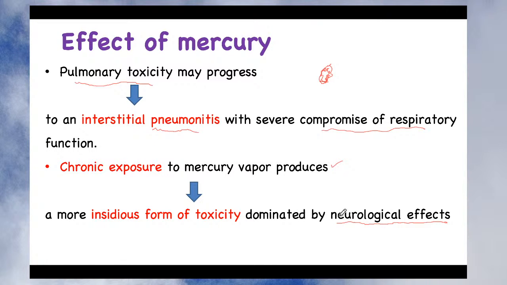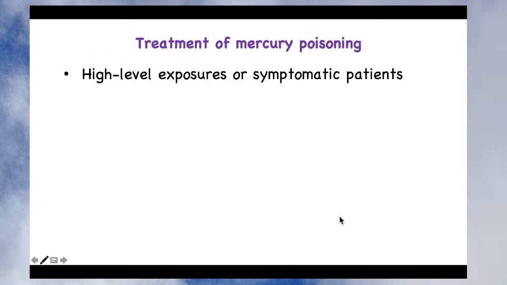Okay, so to summarize, the overall effect is on the respiratory system. In case of acute overdose, it produces interstitial pneumonitis with severely compromised respiratory function, whereas with chronic exposure to mercury vapor, it produces a more insidious form of toxicity which is dominated by neurological effects. Let's see how we can give the treatment.